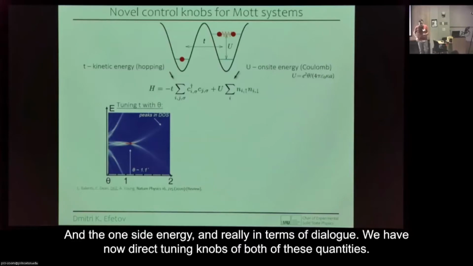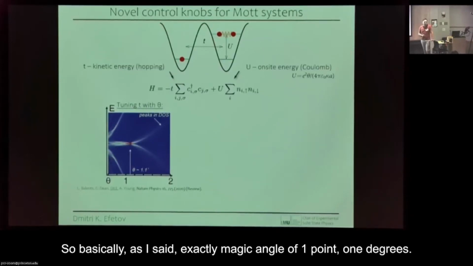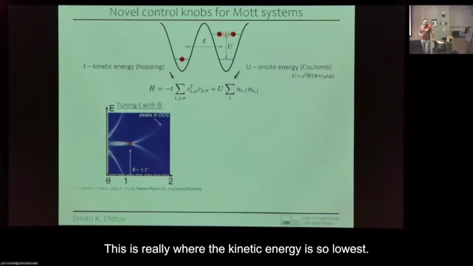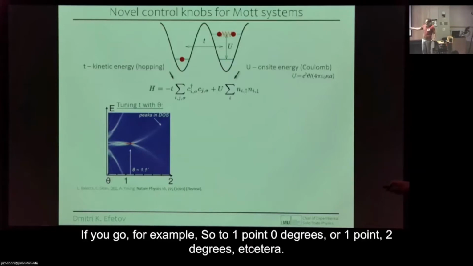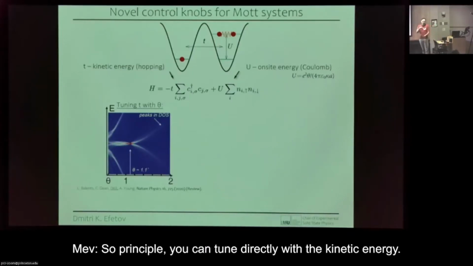So first of all, if you look at the calculation of the bandwidth of twisted bilayer graphene, the bandwidth is a direct function of the twist angle. As I said, at exactly the magic angle of 1.1 degrees, the band is the flattest. So there we have this 10 meV bandwidth. This is really where the kinetic energy is the lowest. But whenever you tune slightly away from the magic angle, for example to 1.0 degrees or 1.2 degrees, then the bandwidth dramatically increases. At around 1.2, it's already 100 meV. So in principle, you can directly tune the kinetic energy by tuning the twist angle.